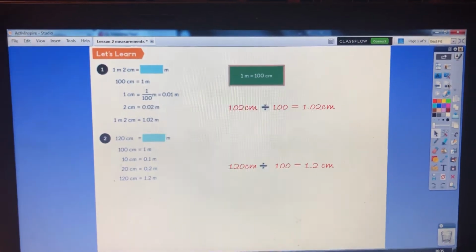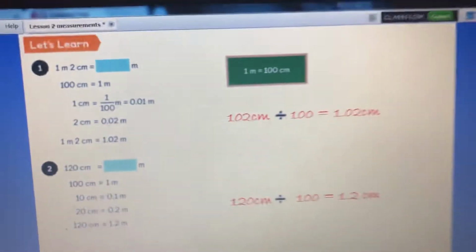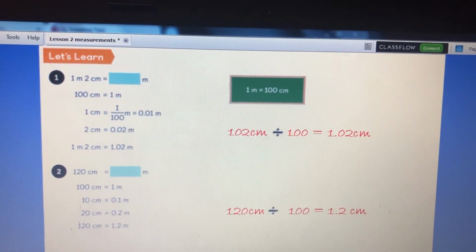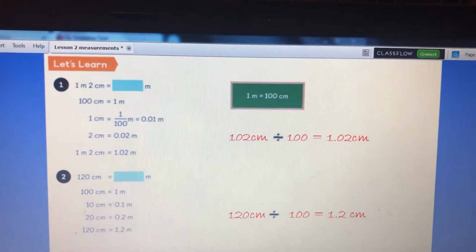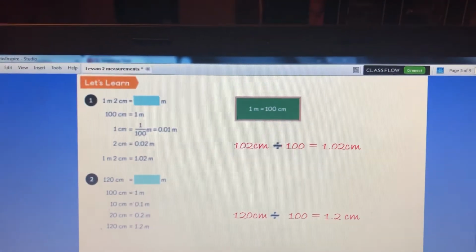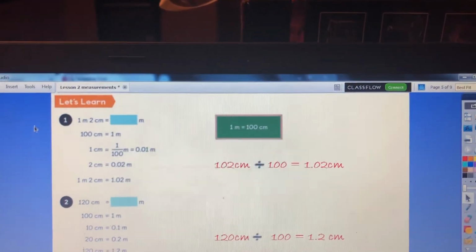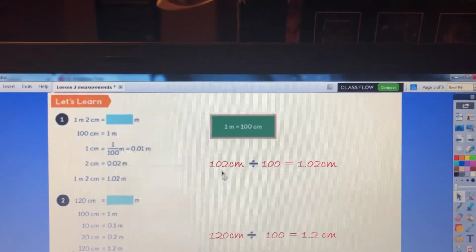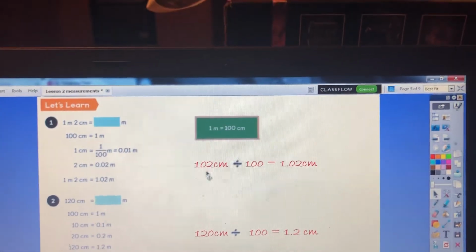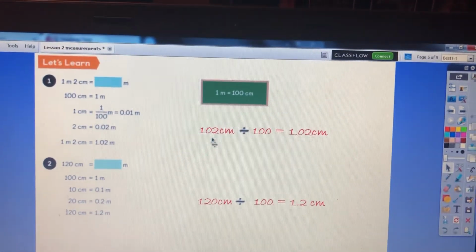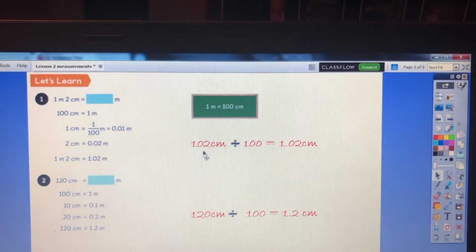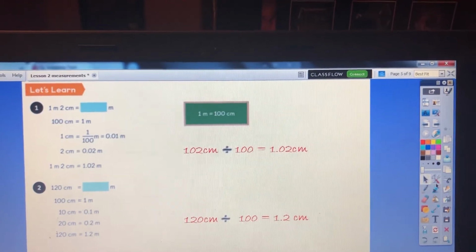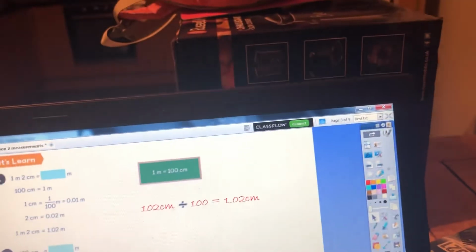And we need to convert all of the heights into metres. So 1 metre is the same as 100 centimetres. So for the first one, we've got 1 metre and 2 centimetres here. That is the same as 102 centimetres. And to convert centimetres into metres, you simply divide the number by 100. So the first one is 1.02, and it's not centimetres.